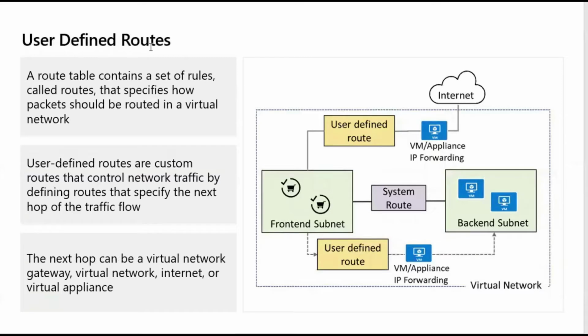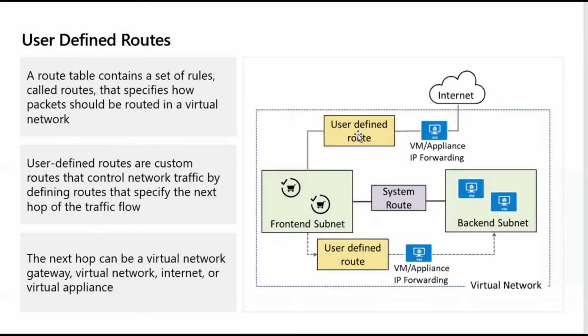User-defined route. A route table contains a set of rules called routes that specify how packets should be routed in a virtual network. User-defined routes are custom routes that control network traffic by defining routes that specify the next hop of the traffic flow. The next hop can be a virtual network gateway, virtual network, internet, or virtual appliance.